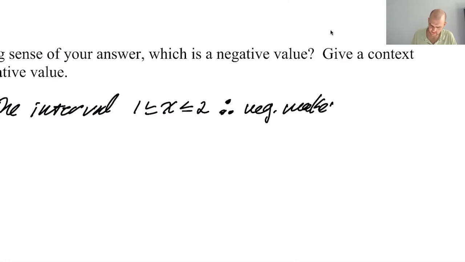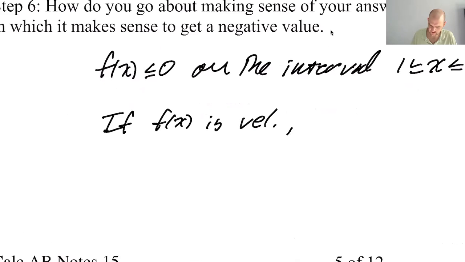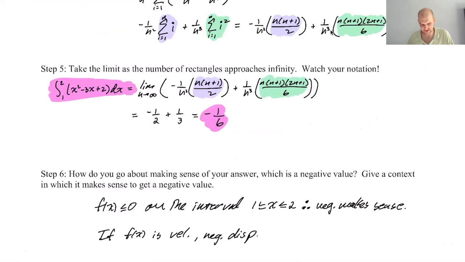I think. But also, if this was a velocity function, you have a negative displacement, which means you're just to the left of where you started at 1, right? So from 1 to 2, you move to the left, or you move down, whatever. All right, I'm gonna check this on the calculator. I'm feeling pretty good about it, but I'll check it on the calculator.